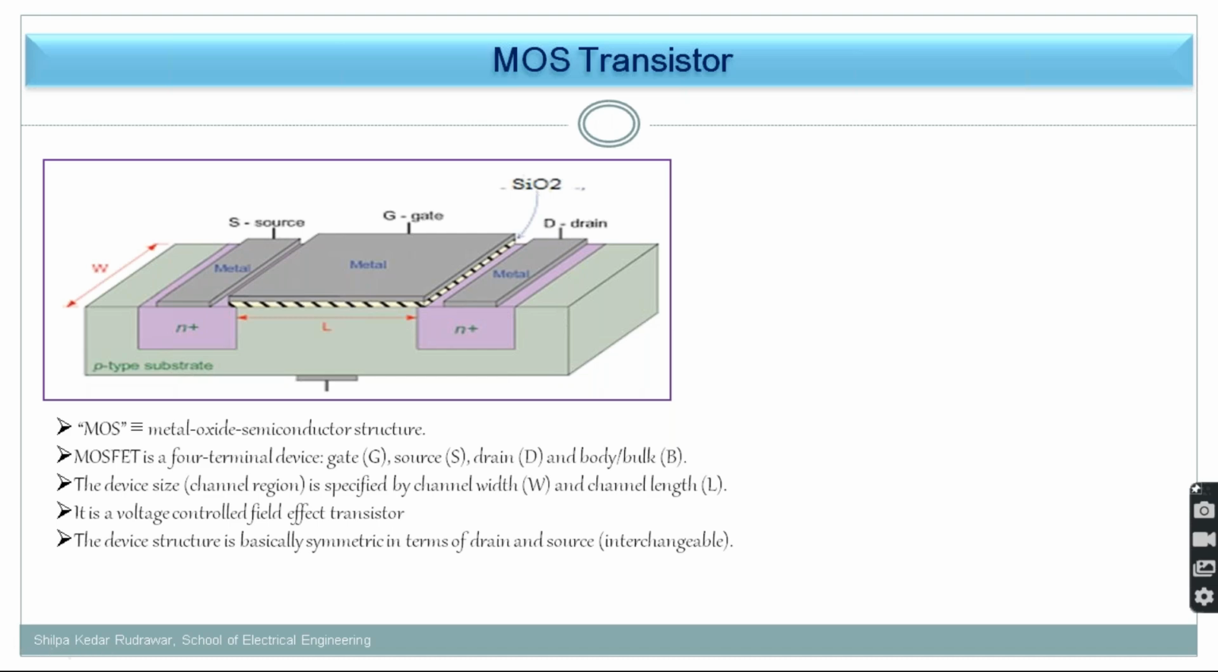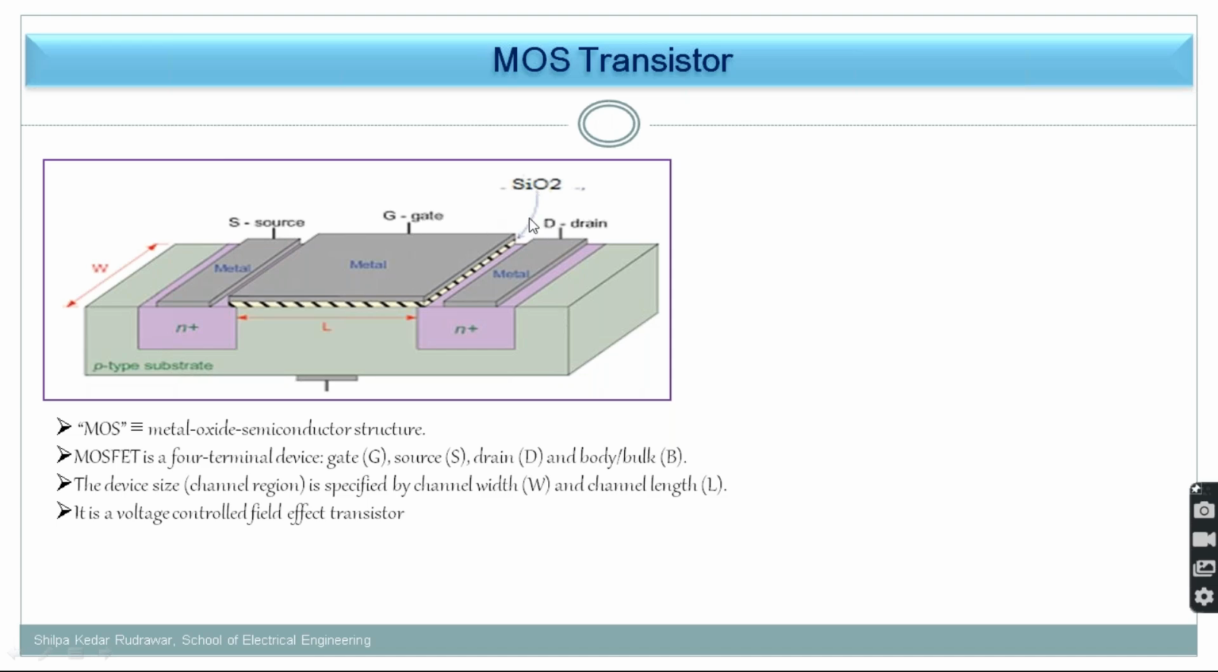That depends upon where you are applying the voltage. If you are applying voltage at this terminal, then this will be called the drain. If I am applying voltage at this terminal of the N channel MOSFET, then it is the drain for that, and this is the source.